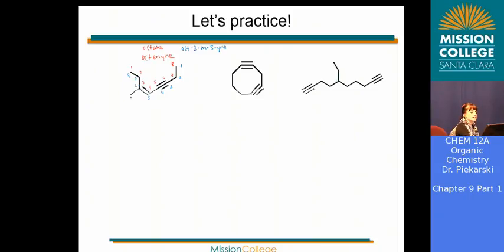We also have a 6-methyl. And so the way we would write this name is 6-methyloct-3-en-5-yne. Are we done yet? Nope, we are not done yet.